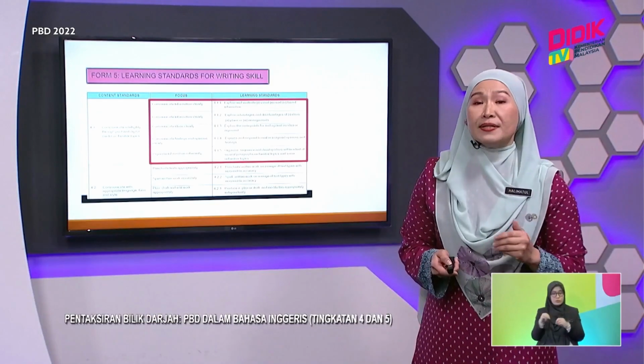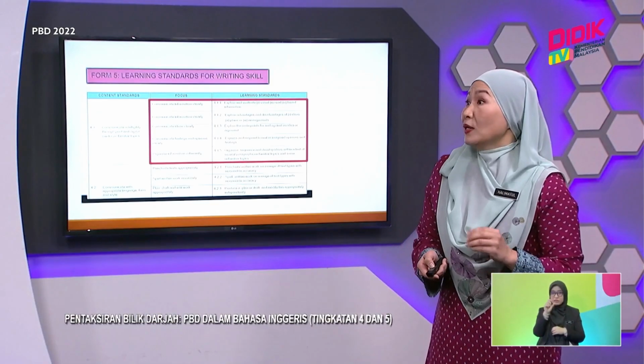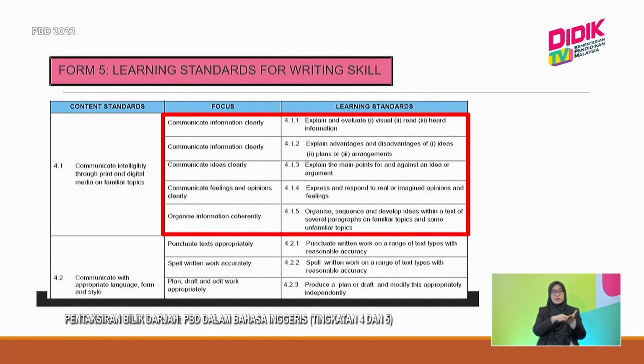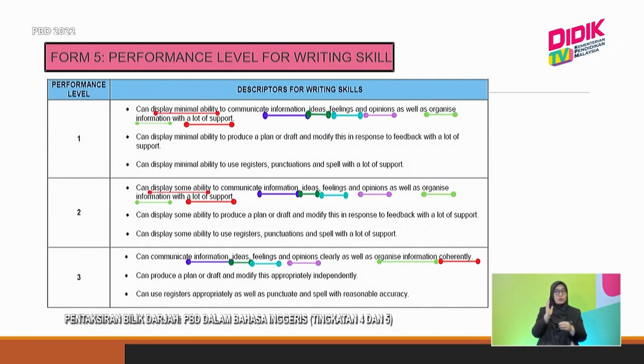Now, here is what I want to show everybody to make it really clear. This is learning standards. I'm taking a writing sample, all right, from Form 5, 4.1, and there are 5 learning standards that need to be taught throughout the year. All right, and as you can see, the learning standards, they are numbered, and it is clearly shown there what the teachers are going to teach. Yep. However, the next slide shows the performance level for writing skill.